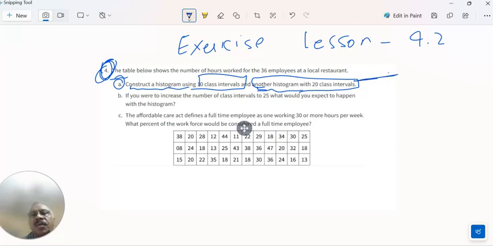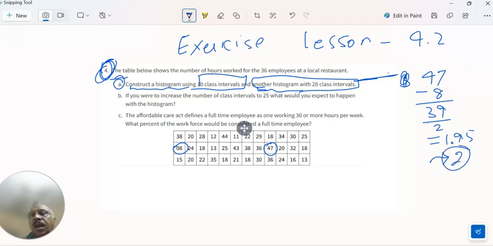So how do we do this? Remember the maximum was 47 and the minimum is 8. When you subtract 47 minus 8, you get 39, and then when you divide by 20, you get 1.95, and then you round it to the upper number, which is 2. So your class intervals become 2.